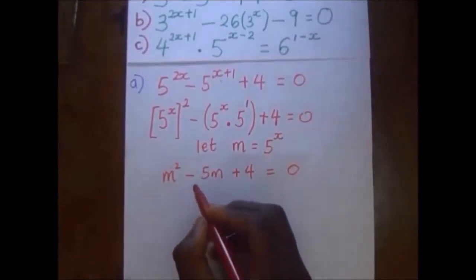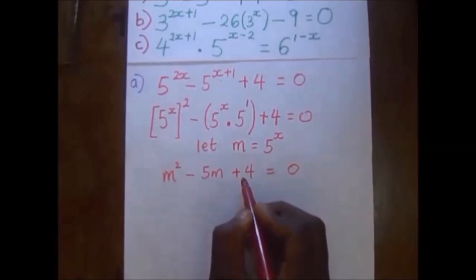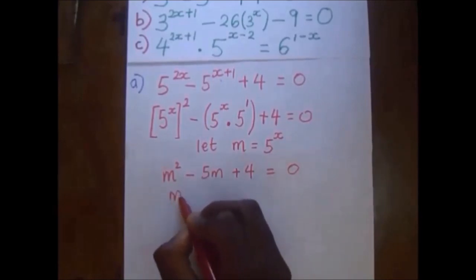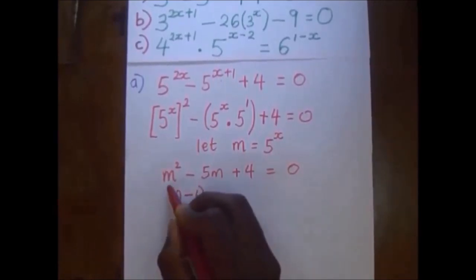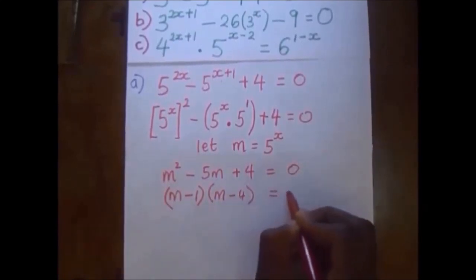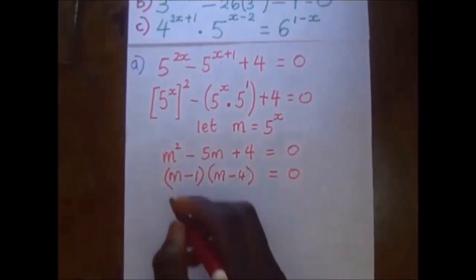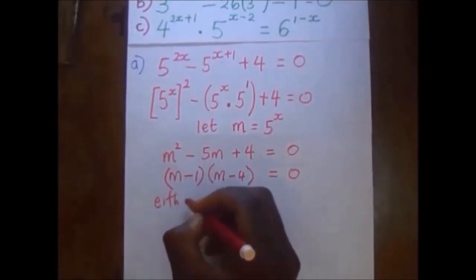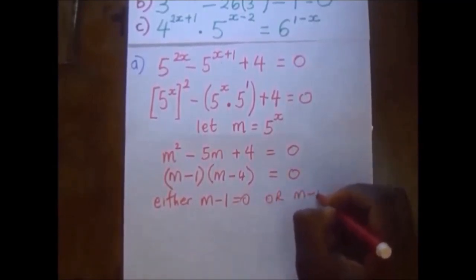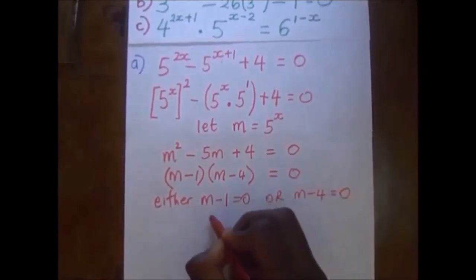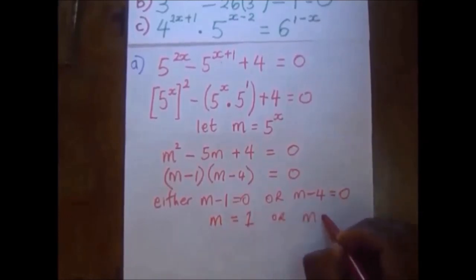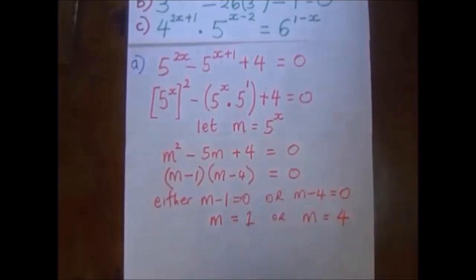So we solve the quadratic equation, finding two numbers giving us the sum of negative 5 and product of positive 4. We will end up factorizing the equation, having m minus 1 into m minus 4 is equal to 0. So the answer is that either m minus 1 is equal to 0 or m minus 4 is equal to 0. So here m is going to be equal to 1 or m is going to be equal to 4. Those are the answers we are getting.